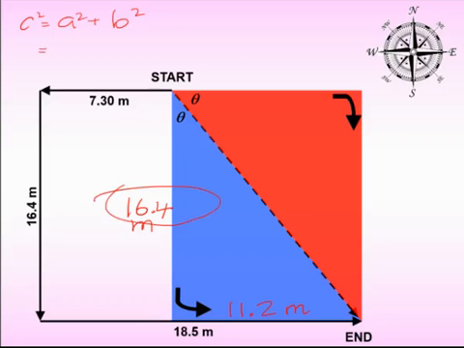So 16.4 squared plus 11.2 squared, which is... Calculators are here, everyone, if anyone needs one. Okay, 16.4 squared, where is it? Plus 11.2 squared equals, I got 394.4. 394.4. Is this my distance?